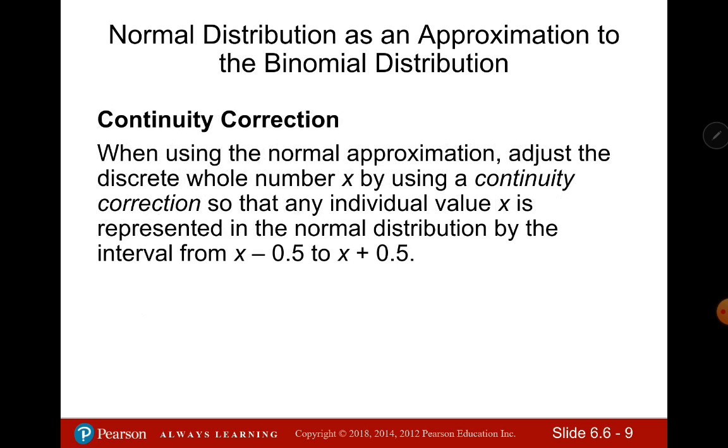But don't forget, because we're using the continuous normal distribution to approximate the discrete binomial distribution, don't forget the correction. We convert the single x value in the binomial distribution to an interval in the normal distribution by subtracting and adding 0.5.